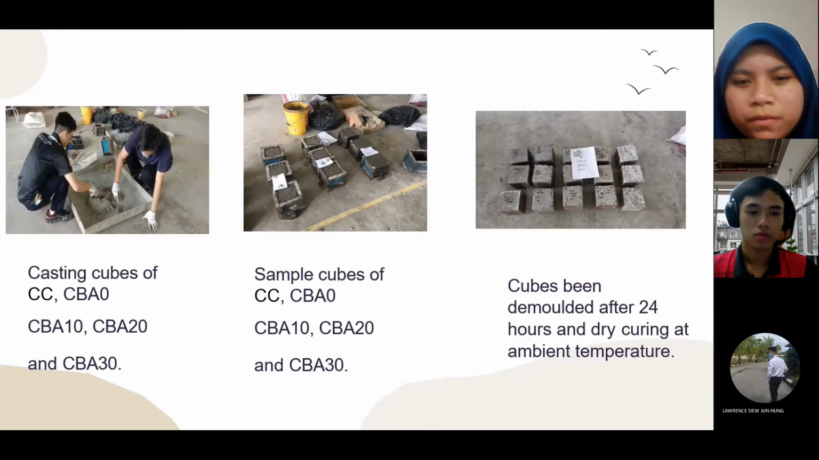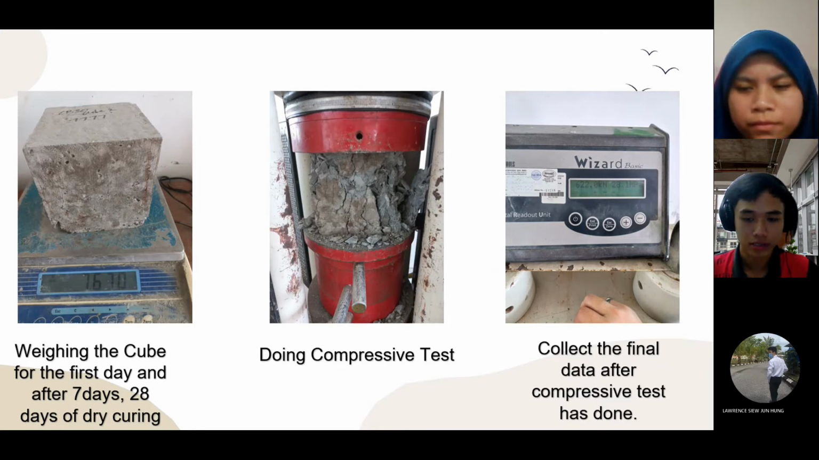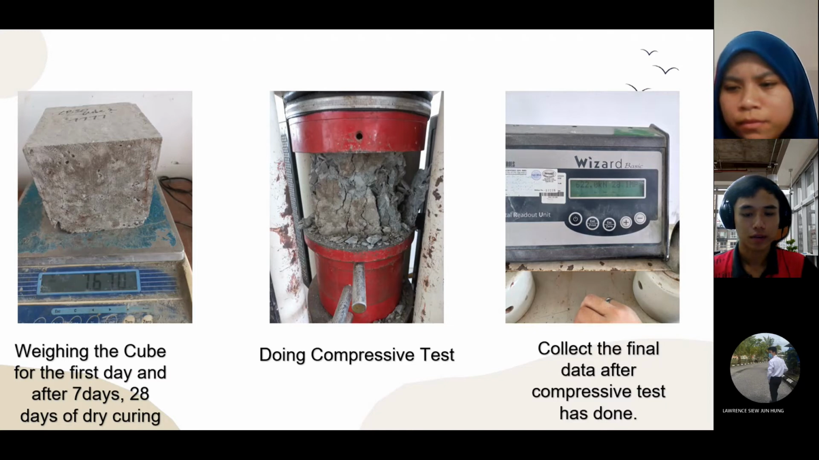So we do casting for cubes of CC, concrete control, and CBA0, CBA10, CBA20, and CBA30. CBA is concrete bottom ash, and there is a sample of the cubes of CC and so on. The cubes are demolded after 24 hours and dry cured at ambient temperature. After that, we wet the cubes for the first day, and at 7 days and 28 days of dry curing we do the compressive strength test, and we collect the final data after the compressive test is done.